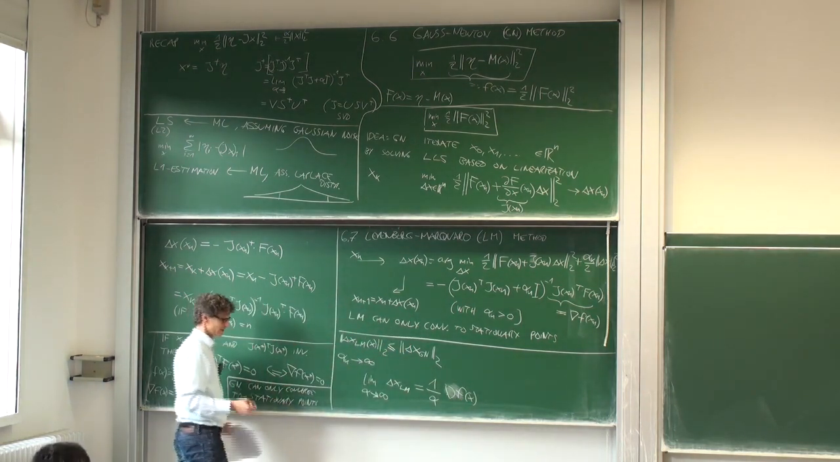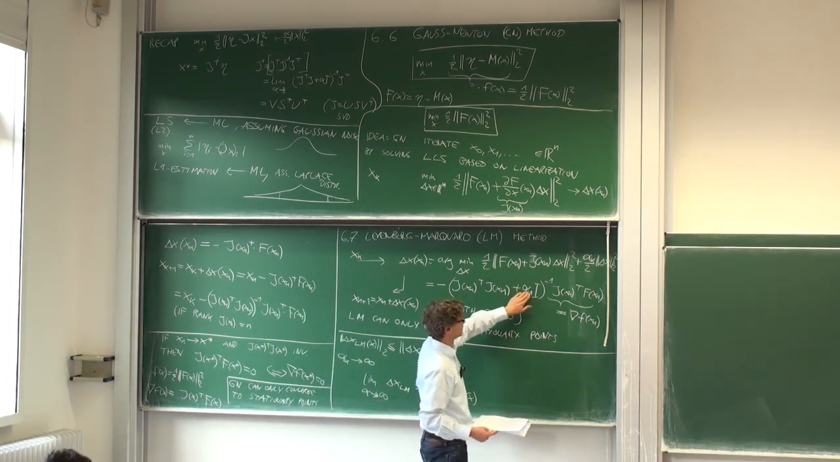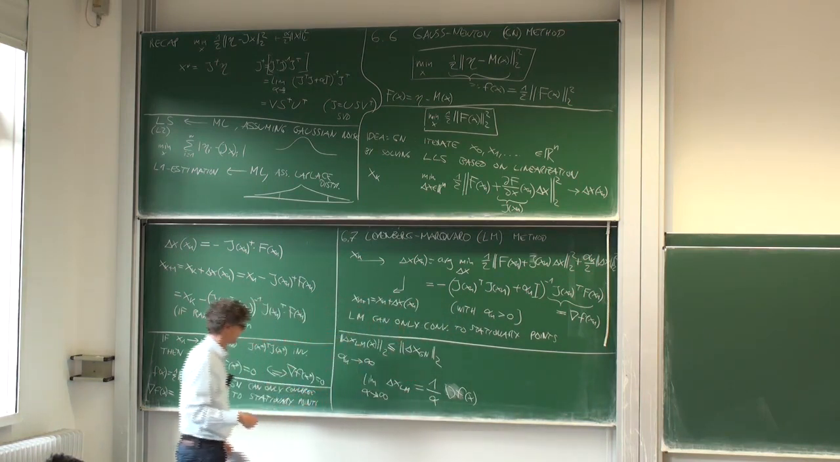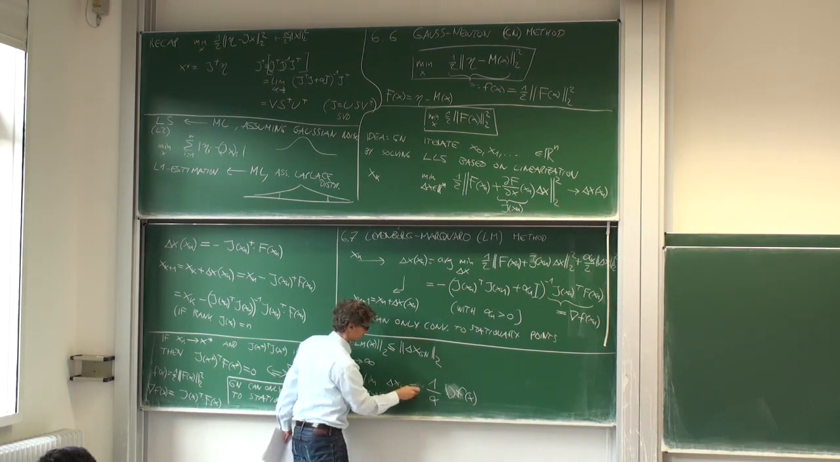So what we also see is that if you add a very big term here, your Levenberg-Marquardt step will point in the direction of, sorry, I have a minus sign here, of the negative gradient.